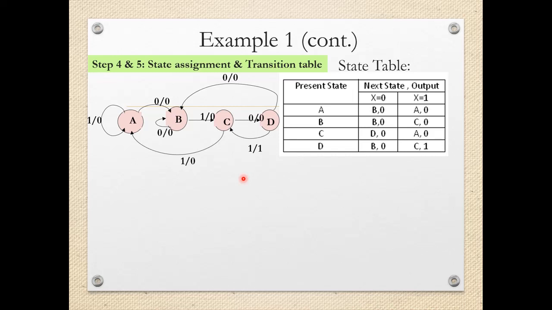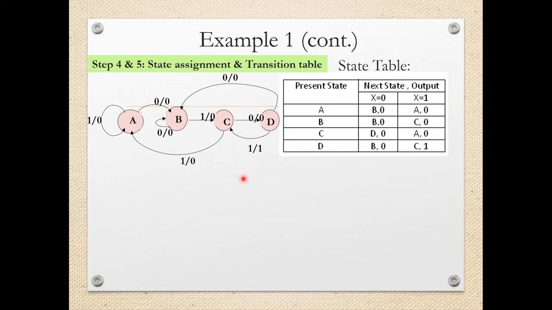If present state is A, input is 0, next state will be B with output 0. If input is 1, what are we doing? If input is 1, remain in the same state, which means again the next state will be A with output 0.